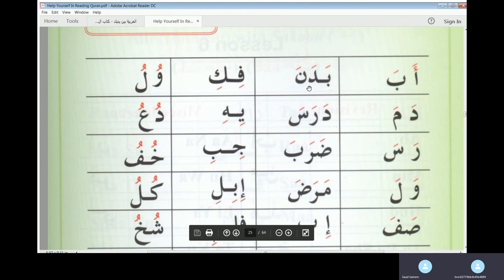Ebe. Bidana. No, wrong. Badana. Faka. Fiki. Ulu. Dama. Derosa. Bihihi. Diu. Udu. Rosa. Doroba. Jebe. Wrong. Kufu.